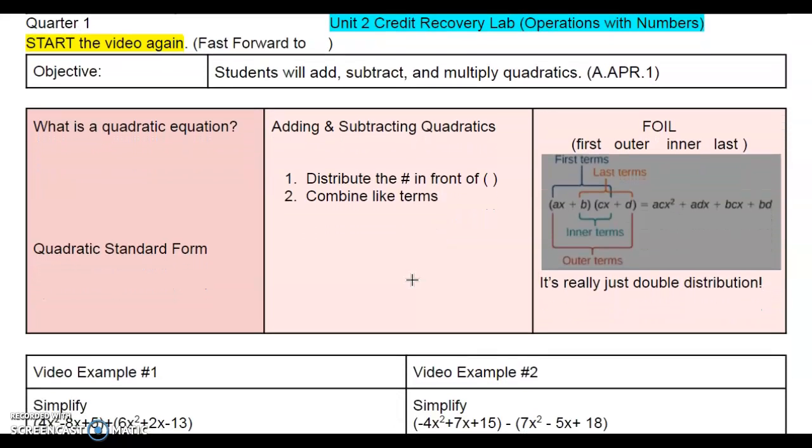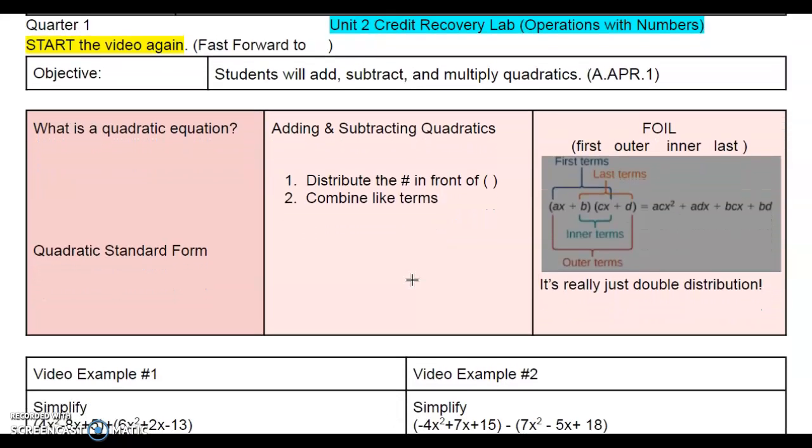So the first thing is we need to figure out, well, what is a quadratic equation? Quadratic equation means that the highest exponent is 2. So an example could be x squared plus 5. Or we could have 5x squared minus 3x minus 4, okay? It doesn't matter how many terms we have, but the highest exponent is a 2.